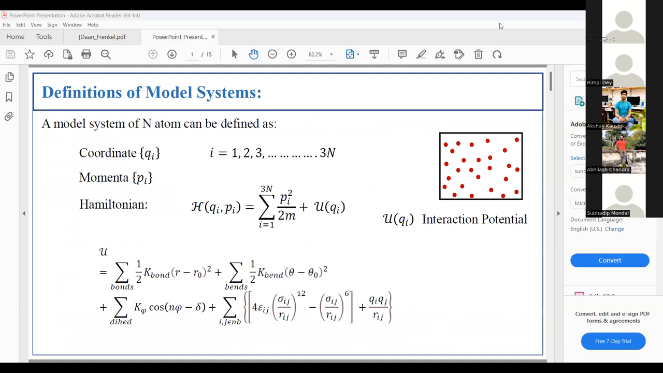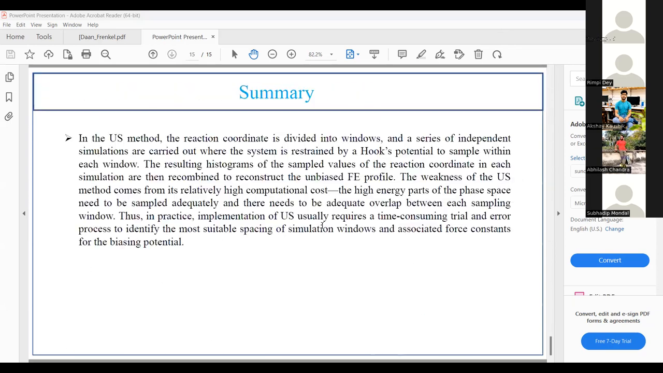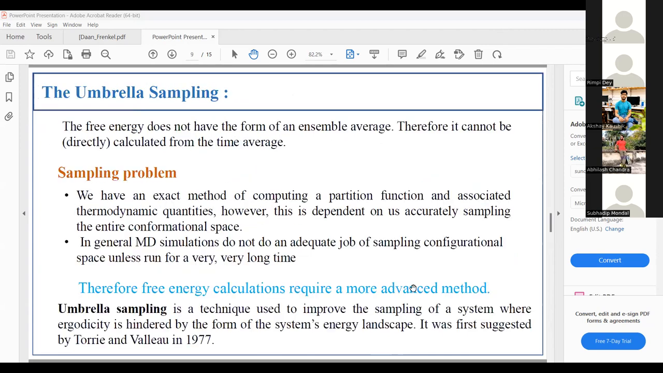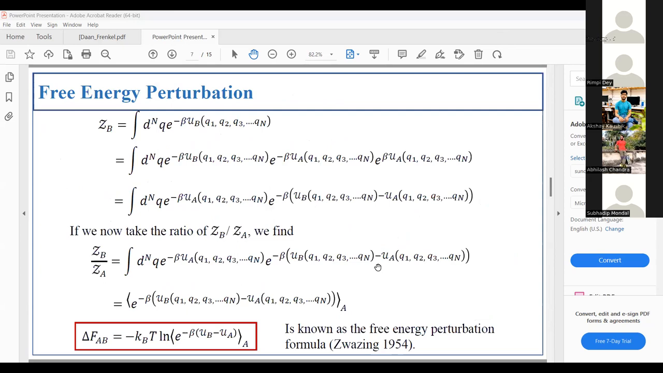Yeah, I want to see that slide of the free energy perturbation, that equation, the ln average. The next slide, I think. Means free energy perturbation, where you write the free energy, this ZB is this equation, okay. Simply, as the free energy perturbation is this equation.